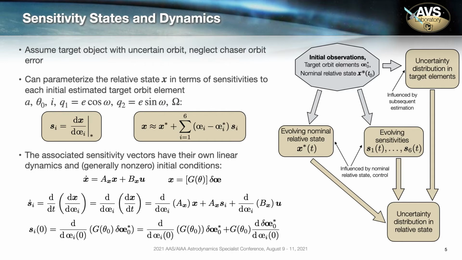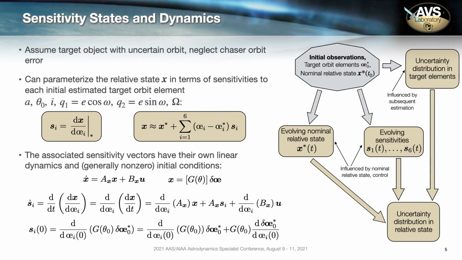So in the case of this problem, again, we assume a target object with an uncertain orbit and neglect the chaser orbit error. So then there are 6 sensitivity state vectors, one for each initial target orbit element, and the true relative state is given as the nominal relative state plus the sensitivity-induced deviations. And note that the distribution of stationary differences in initial target orbit elements is linearly mapped via the sensitivities to the evolving relative state distribution. And in this sense, the sensitivities act as the structure by which the relative state uncertainty propagates.